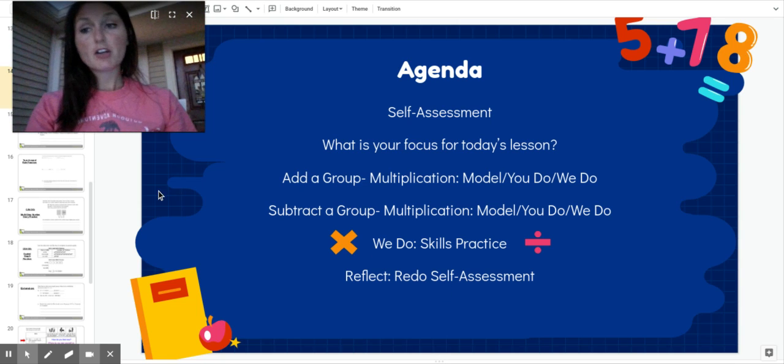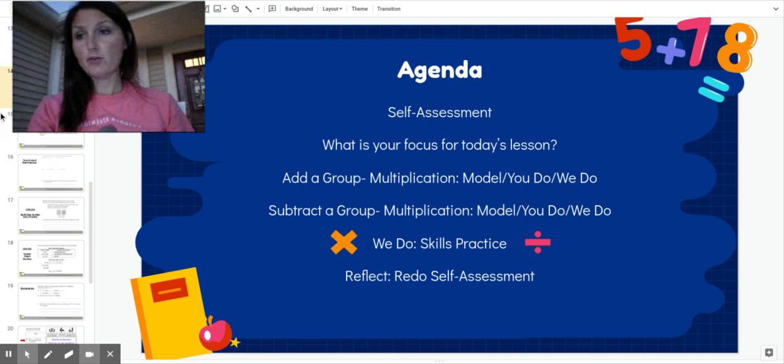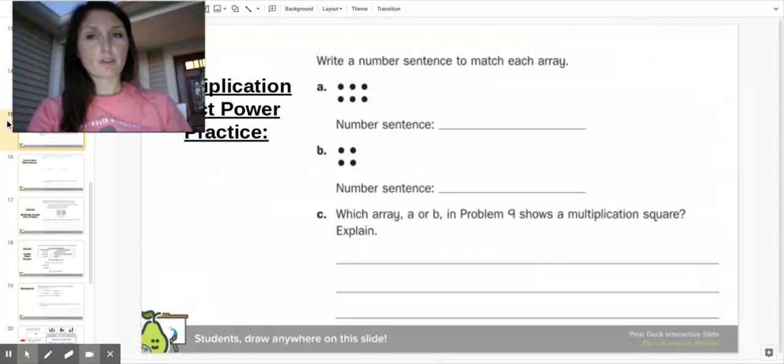All right, so I'm not going to do a full model for each of these skills because these are all skills that we've talked about and that I think that you should know. So we're just going to kind of talk through it while you work it on your own. So this is going to be the fact power practice where we look at the turnaround fact. So here it says, write a number sentence to match this array.